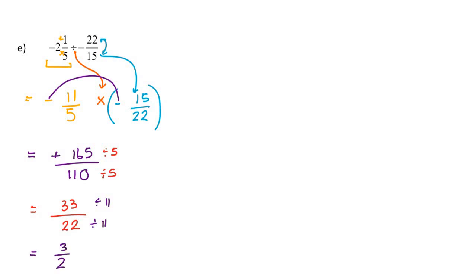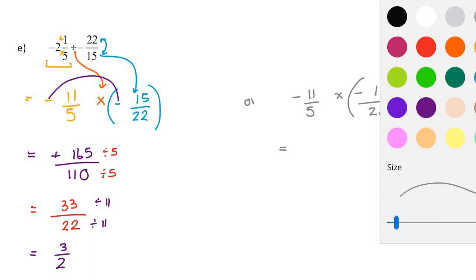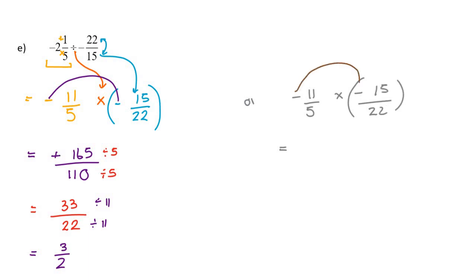So let's try the other method quickly, our cross-cancelling method. Negative 11 over 5 times negative 15 over 22. Put a bracket around it. Exactly the same concept in that a negative times a negative is a positive. So now I can ignore my signs.